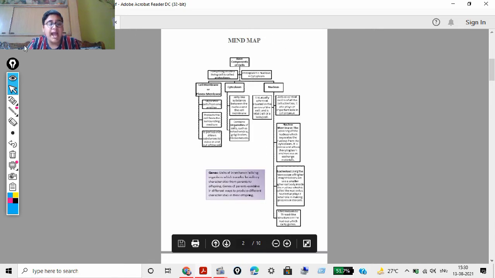I have made a mind map. A mind map for every chapter is very important, and I think each and every one would know that. So I have made a mind map.